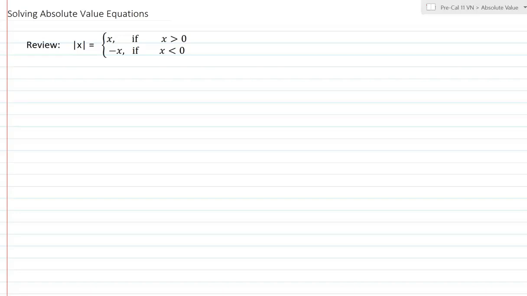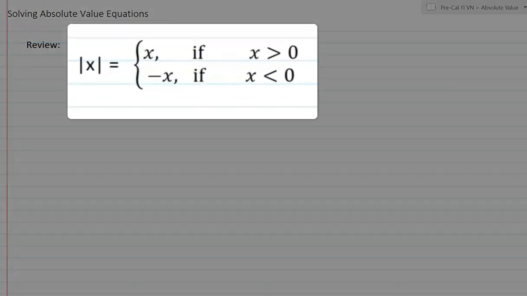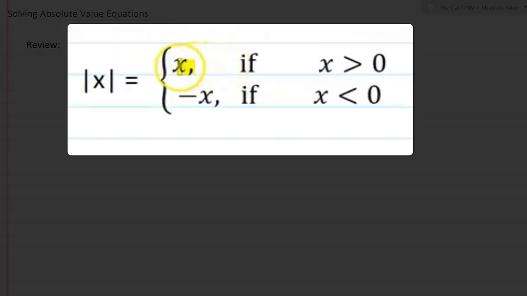Okay, now we are going to deal with solving absolute value equations and learn how to solve these types of equations. First, let's review the definition of absolute value. The absolute value of x will give a positive answer all the time. It just looks at the magnitude of the value that is inside. In algebraic language, this is the definition right here.